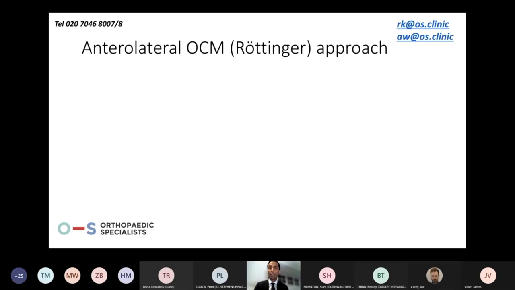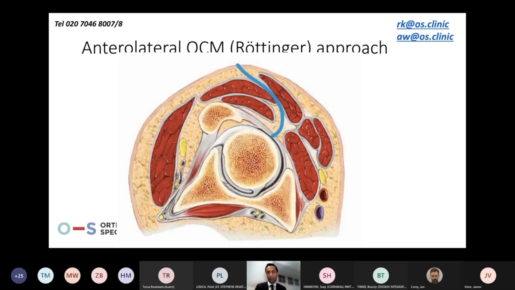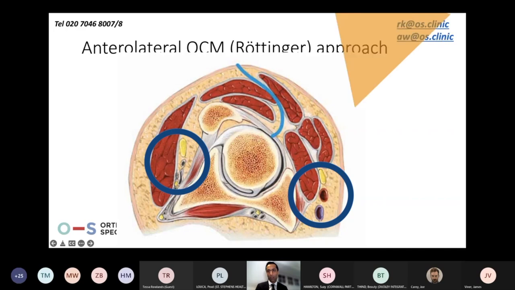Now, this is a cross-sectional diagram of the hip joint, just to orientate yourselves. This is the acetabulum. This is the head of the femur. This is the greater trochanter. This is the front of the hip. This is the back of the hip. Here are the neurovascular structures. And this line is utilizing this approach to be able to go between the muscles rather than go through the muscles. So there's a safe triangle to go through.